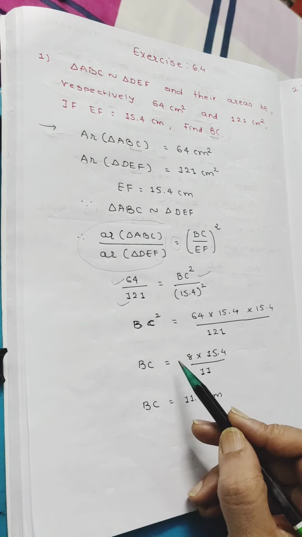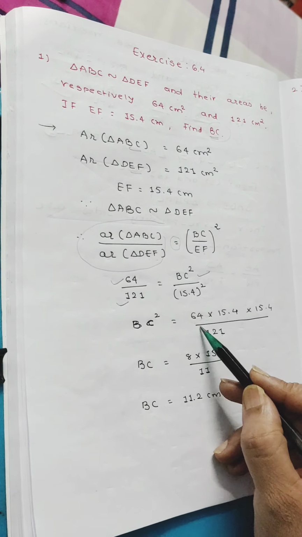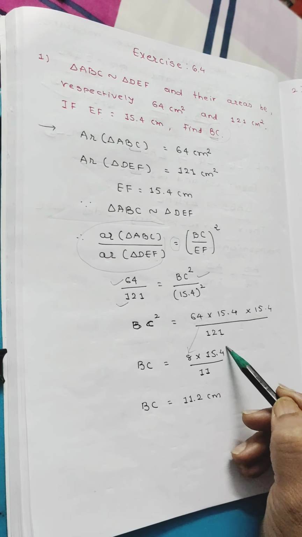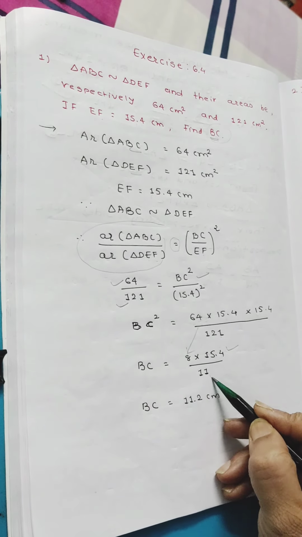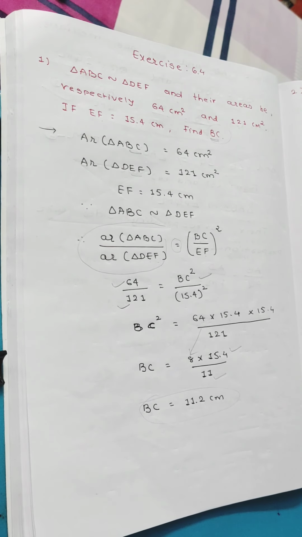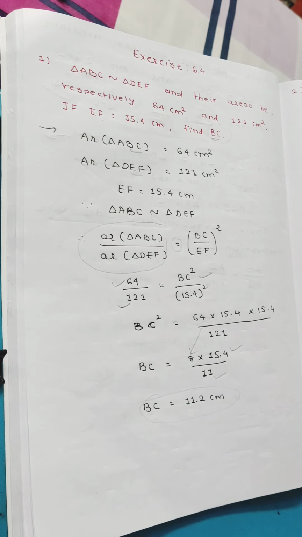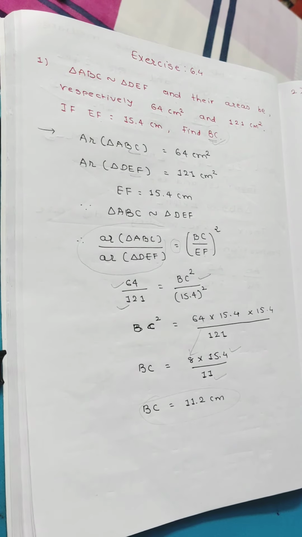So BC means square root of this. The square root of 64 is 8, and 15.4 stays, and the square root of 121 is 11. So our final answer is 11.2 centimeter. Final answer is 11.2 centimeter. That is the length of side BC.